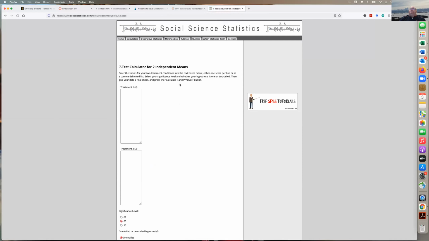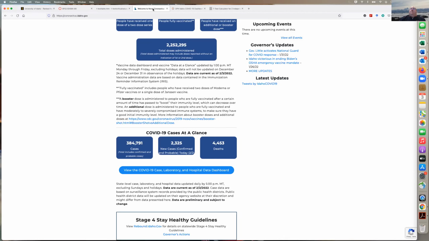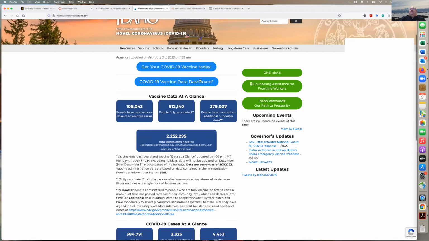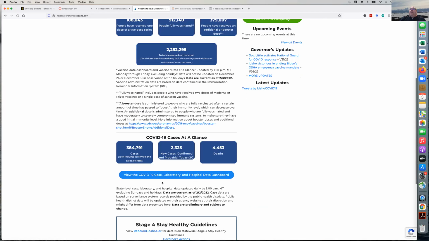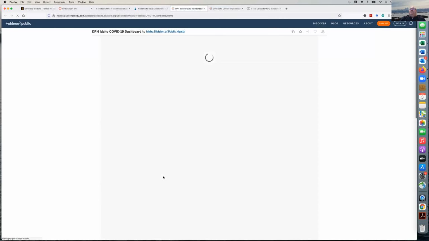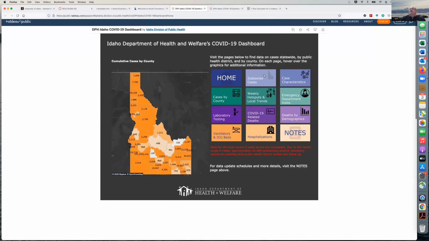So on here, you've got where you enter the data from both of your samples. And as I said, the data I'm using is from data I've gathered from, I'll go up here and show you, this website, the Idaho COVID website. And what I've done is for every day taken the data the state has collected and put it into an Excel spreadsheet.